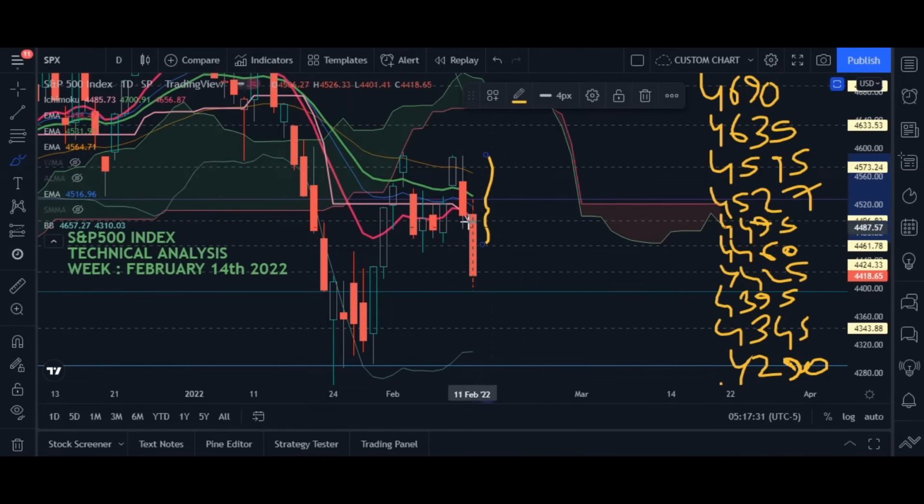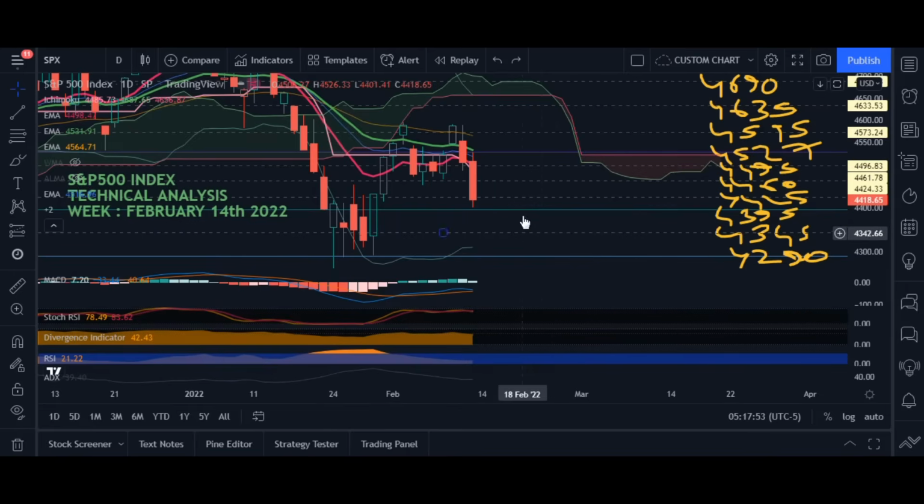Moving averages: market has closed below the moving averages, and there is a clear fan out that is supporting the bears, which means that moving averages are clearly 100% supporting the bears. Then comes the Ichimoku. Because market has closed below Ichimoku, the market is bearish. Then some other technical indicators.